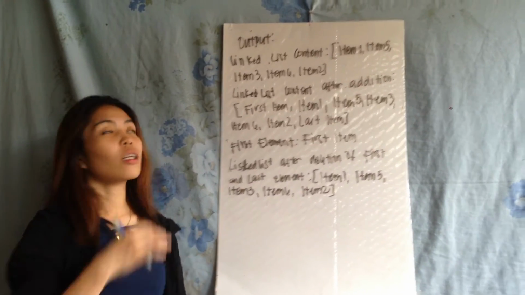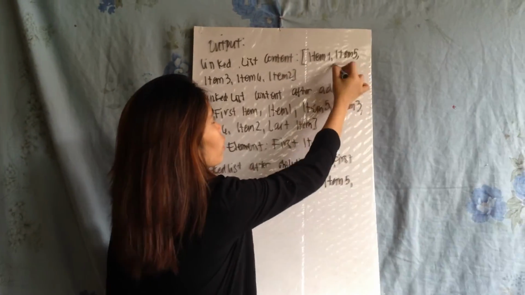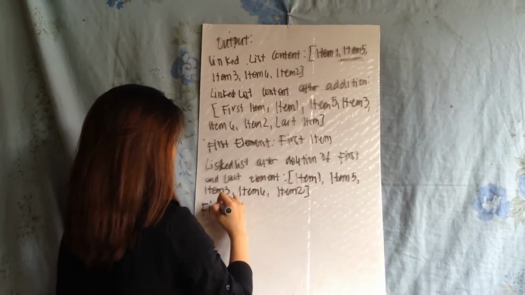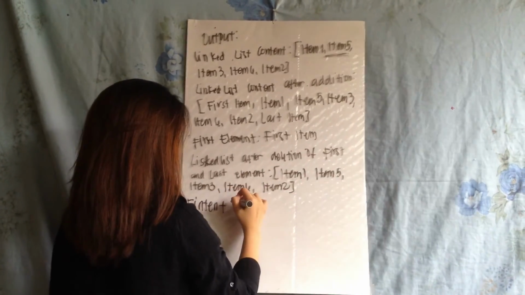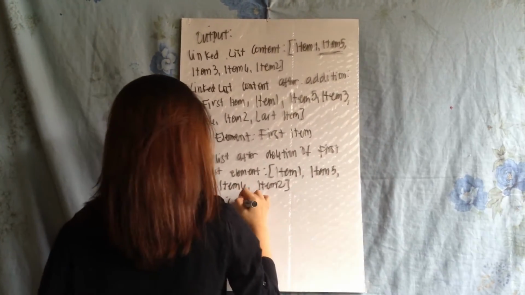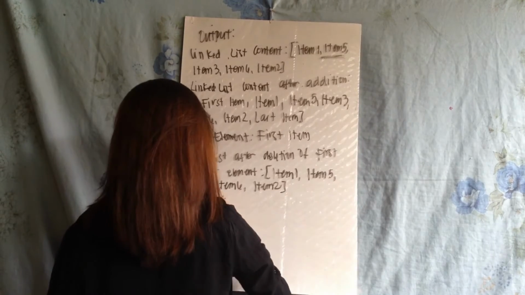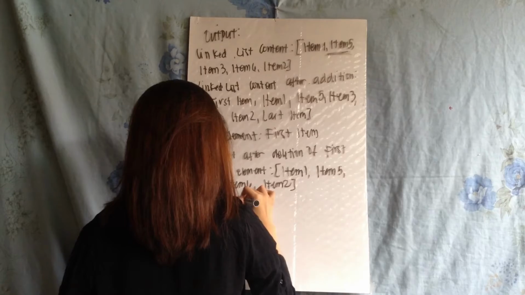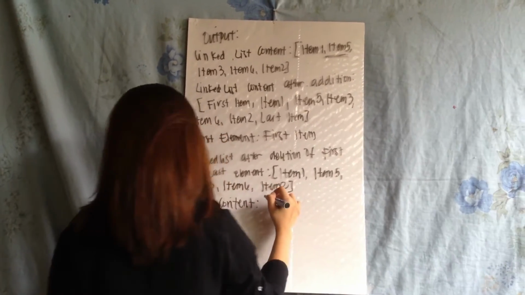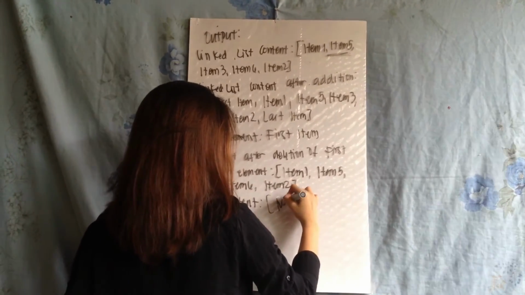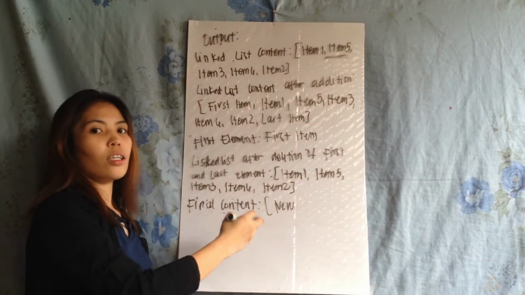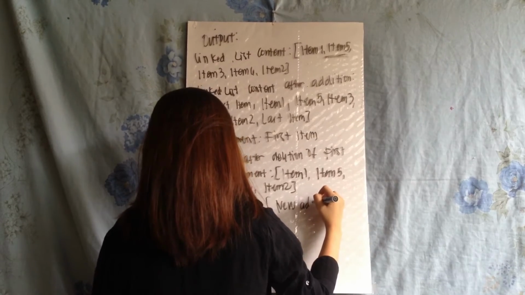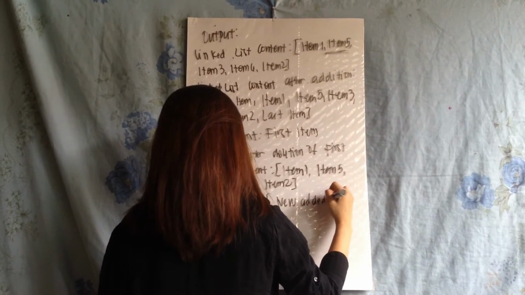Doon naman sa last part ng program natin, which is yung may newly added item tayo and nag-remove tayo. Ni-remove natin itong item 5 na to. Ang magiging output niya is ganito. Final content. Yung inilagay natin kaninang newly added item.